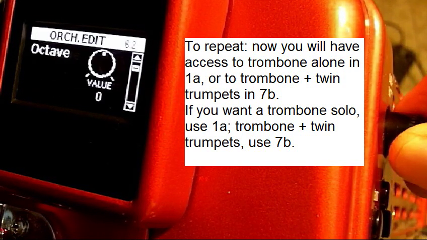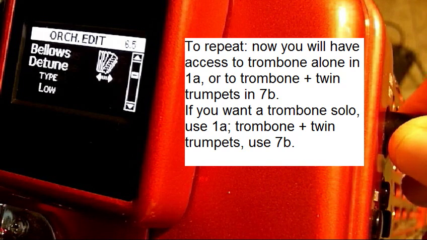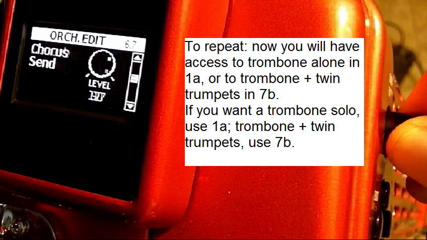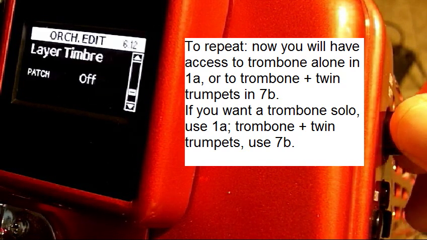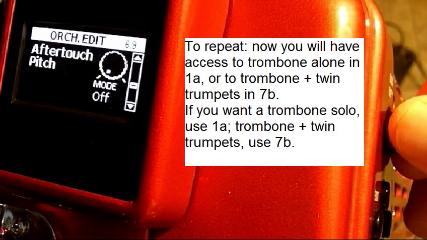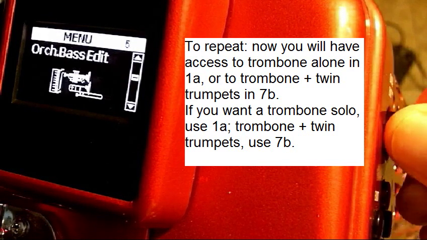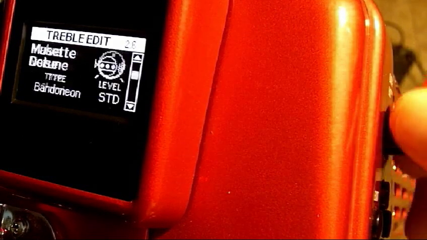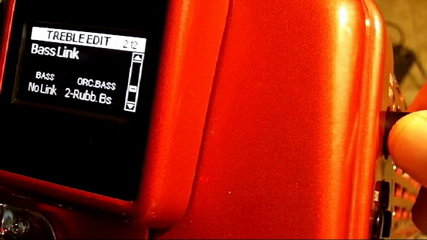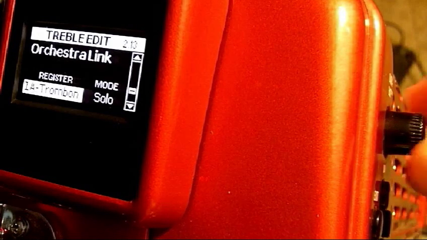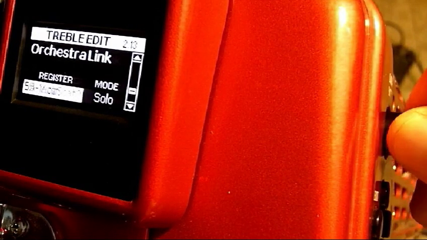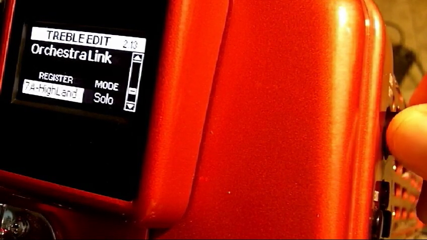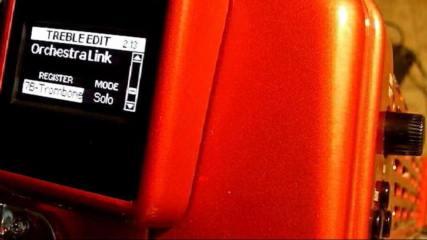Notice that I have another register that says trombone, but this is likely to just be the plain old trombone. Let's see, it says trombone, and it's at the high reverb, which I'd probably change. Is there a layer? No. So that's straight trombone, and what I wanted to be able to do is to select either the straight trombone, which is 1A, or in 7B, trombone plus twin trumpets.